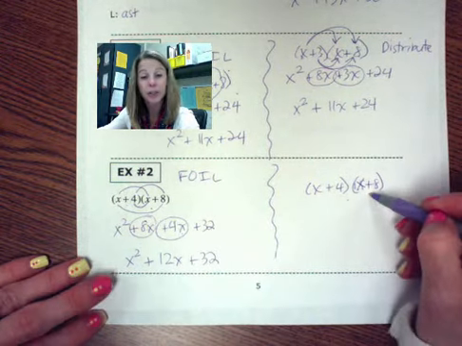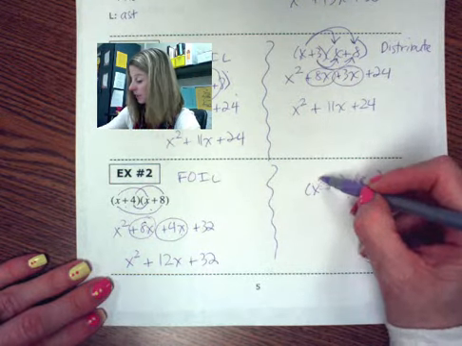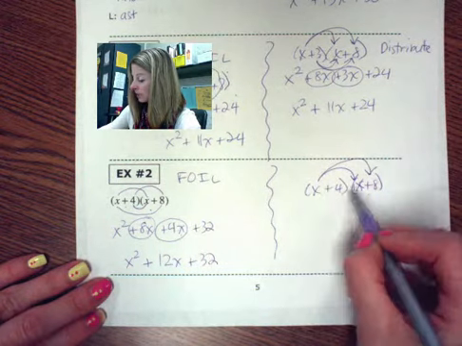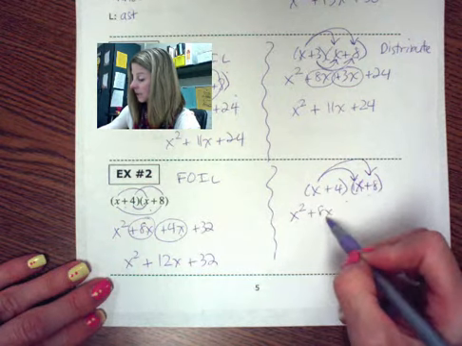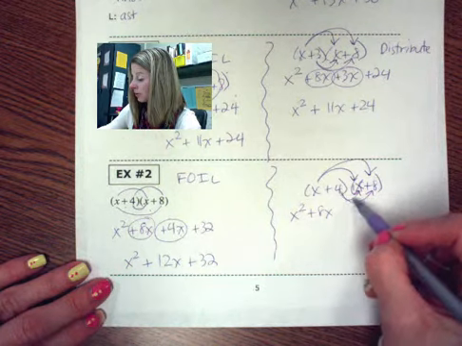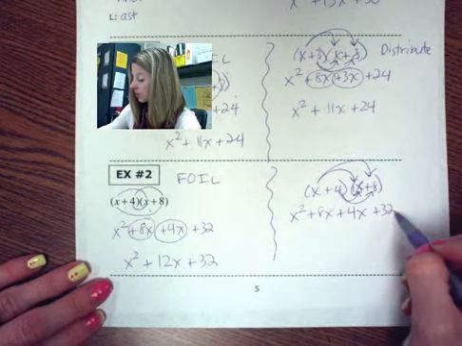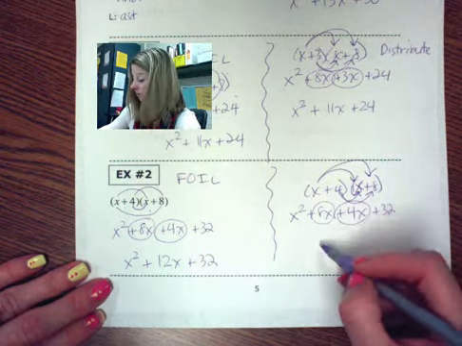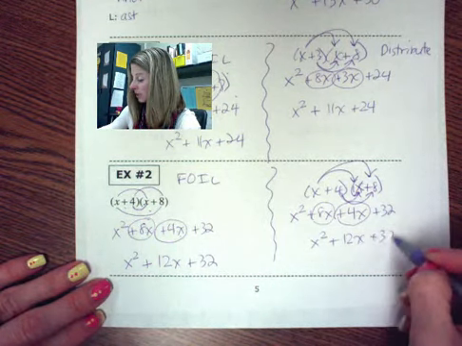Okay, let me go through distributing then if the FOIL is not quite sticking. I'm going to multiply the first x times the second set of parentheses, x and the 8. So x times x is x squared. X times 8 is positive 8x. Go back to the 4 and point to the x and the 8. So I have to do 4 times x, which is 4x. 4 times 8 is 32. So again, here are those two terms that will combine together. X squared plus 12x plus 32.